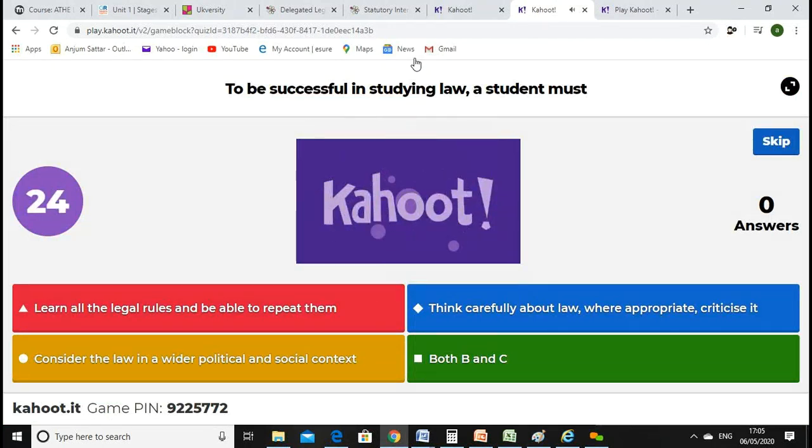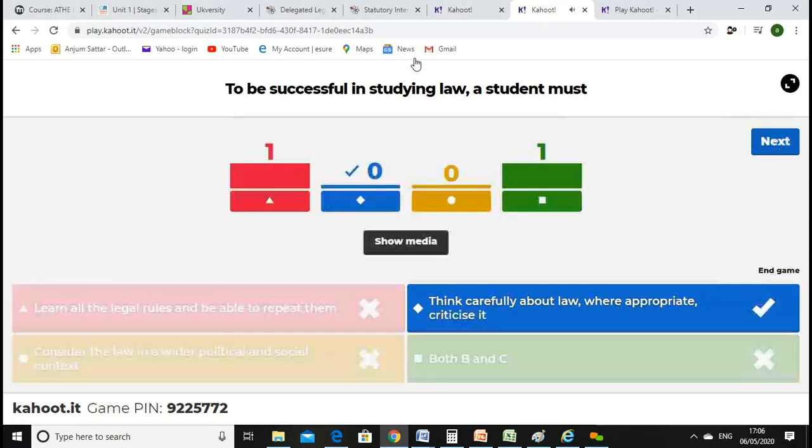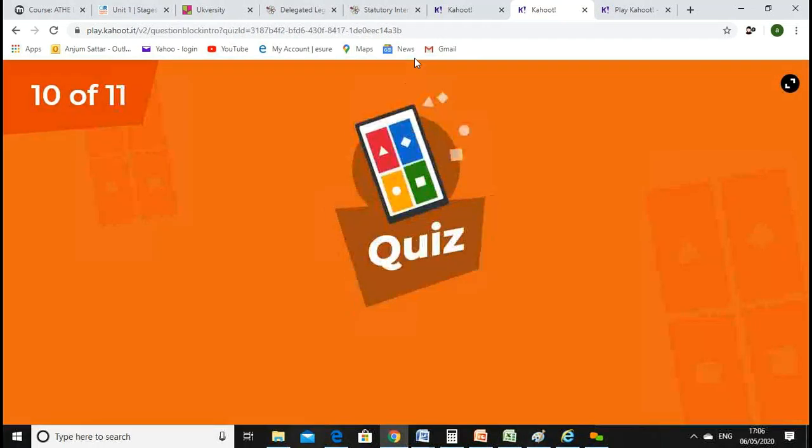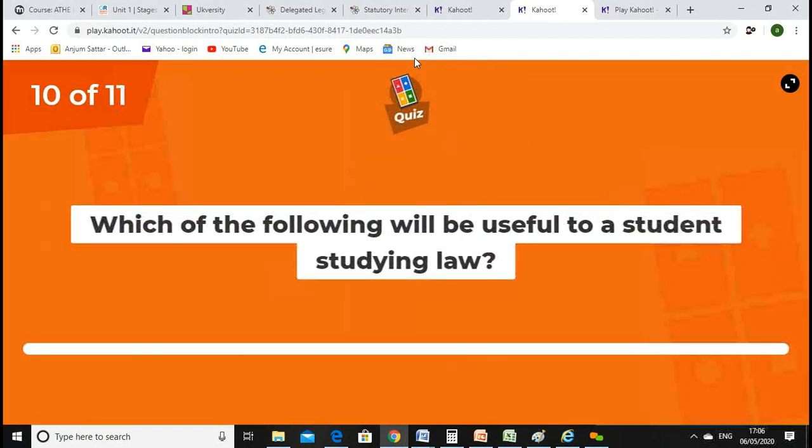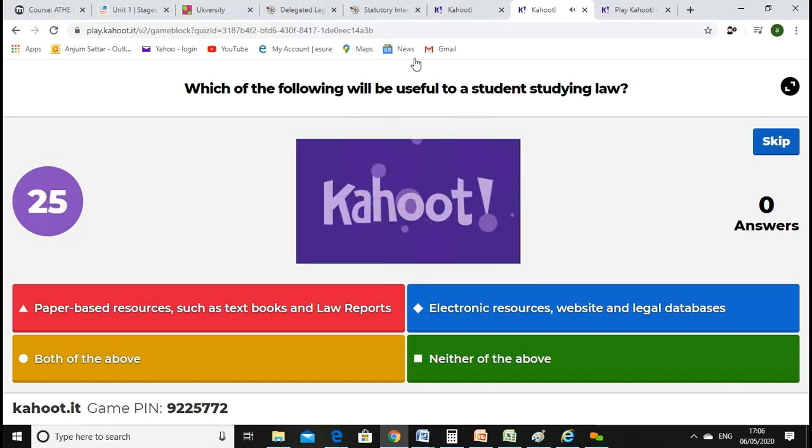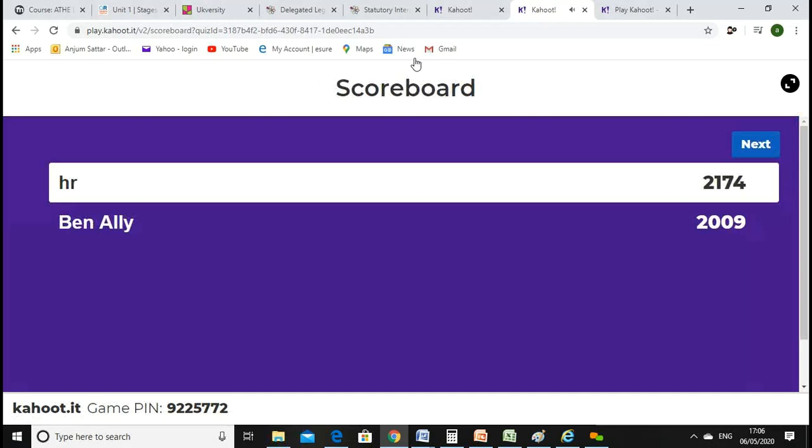To be successful studying the law as a student, what are you supposed to do? Learn all the rules, consider the law critically, or both? Think carefully about law and, where appropriate, criticize it, in the shape of case law. Which one is useful for students? A paper-based resource such as a textbook, or an electronic one, or both, or neither of the above? Well done.